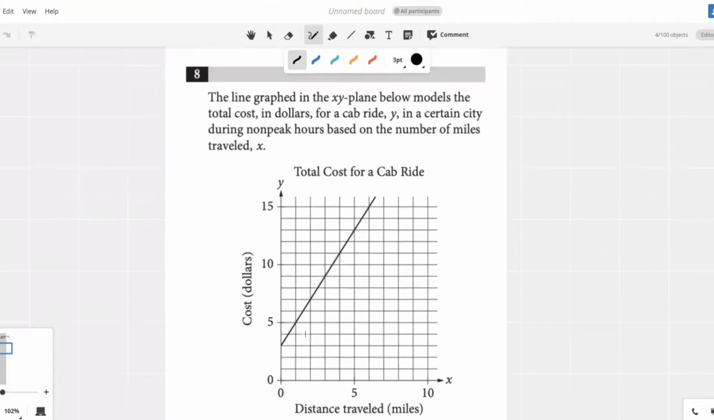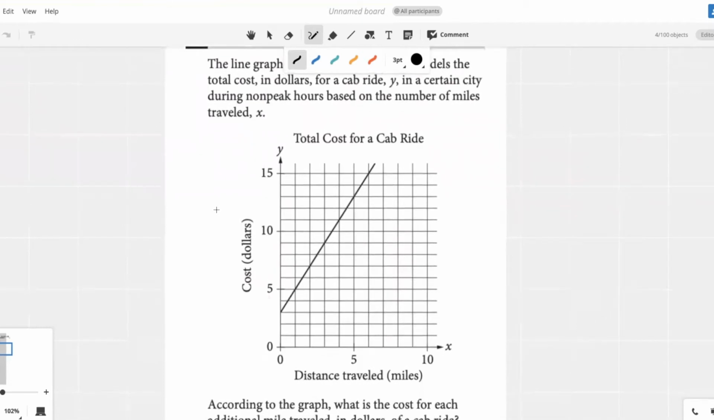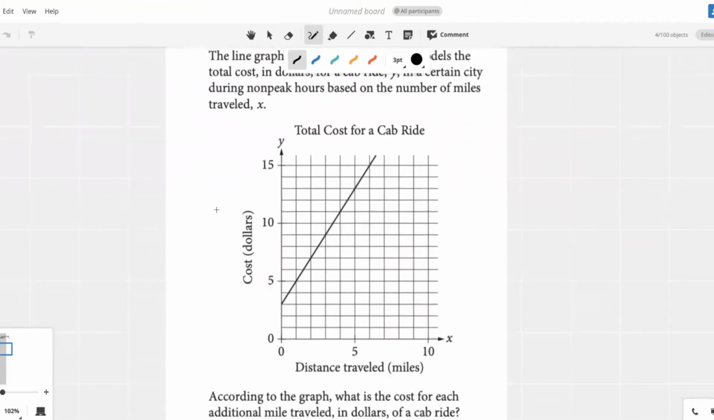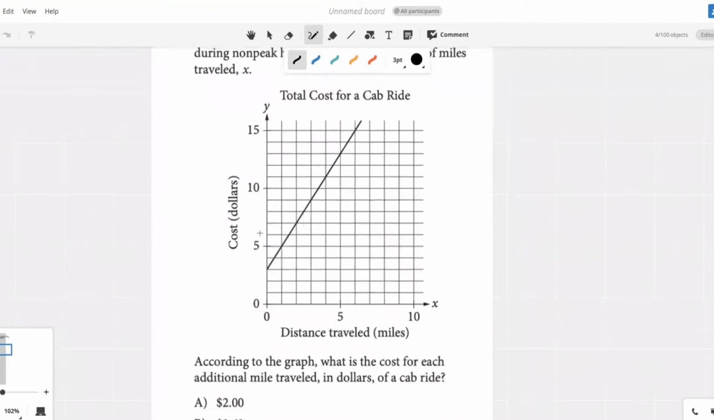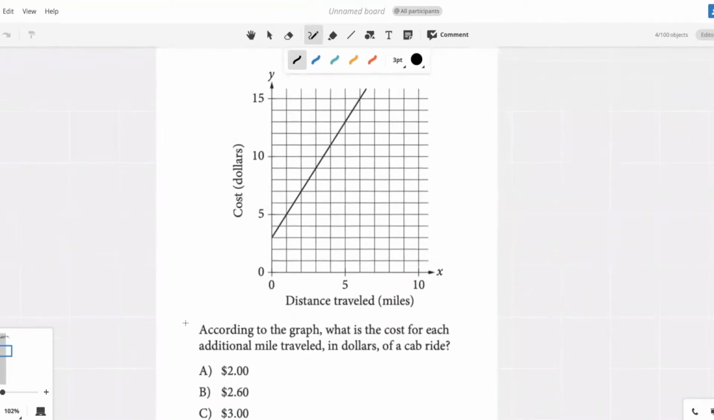The line graphed in the XY plane below models the total cost in dollars for a cab ride Y in a certain city during non-peak hours based on the number of miles traveled X. So this graph is basically a cost per distance traveled graph. According to the graph, what is the cost for each additional mile traveled in dollars of a cab ride?